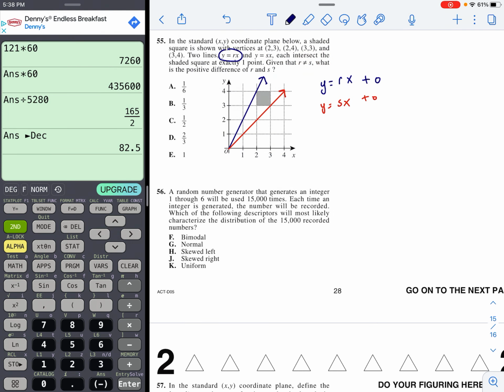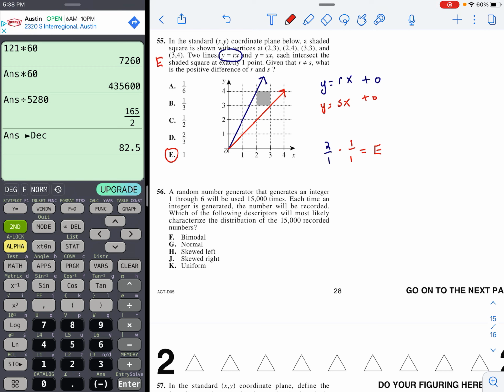The blue one has a slope of 4/2, which is a slope of 2/1. And the red one has a slope of 3/3, which is a slope of 1. So we subtract these things, 2 minus 1 would be 1.